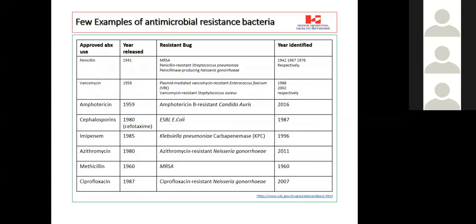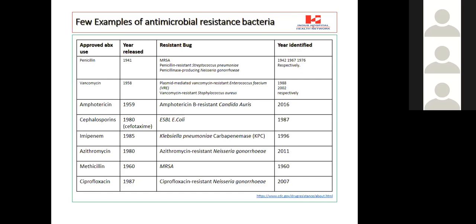Okay, there are a few examples of antimicrobial resistant bacteria as a history snap. If you see penicillin, we discussed, in 1941 this penicillin was introduced in the healthcare system to treat some Staph aureus infections. So they detected MRSA in 1967, and respectively the other kinds of resistance against Streptococcus pneumoniae and Neisseria gonorrhoeae.